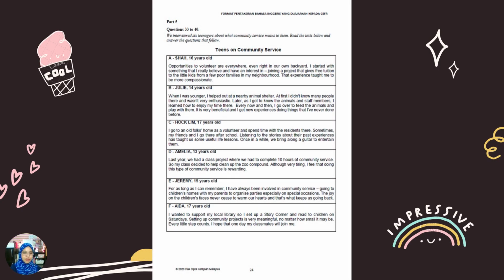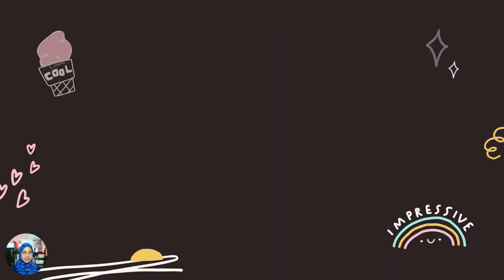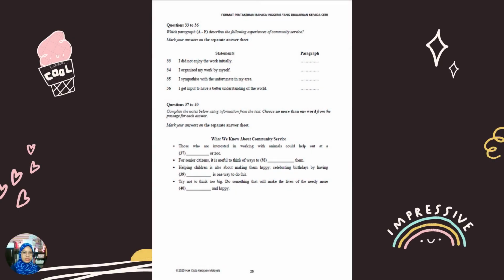So part 5 is similar to information transfer. You will be given a text over here or a passage, and then you need to fill in the blanks over here. So there are 2 parts, and for this part, they are going to be separated. The first part of the question is question items 33 until 36.